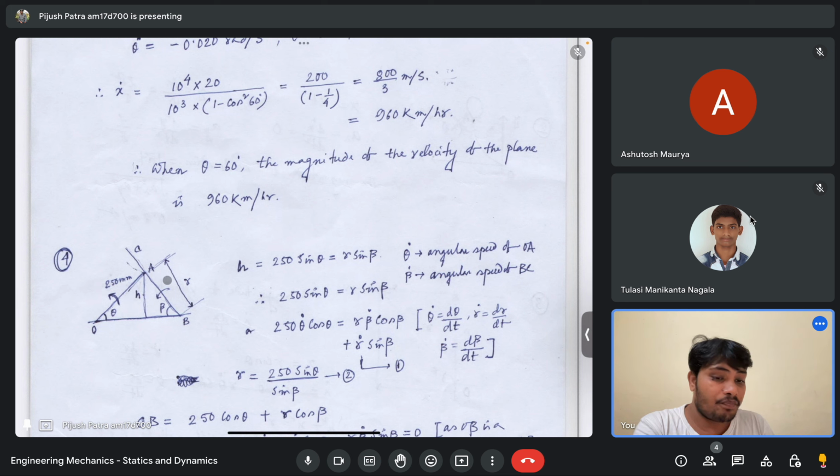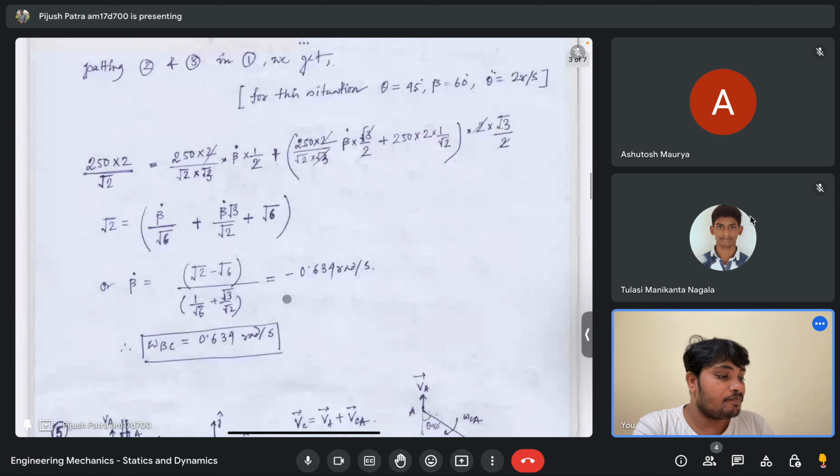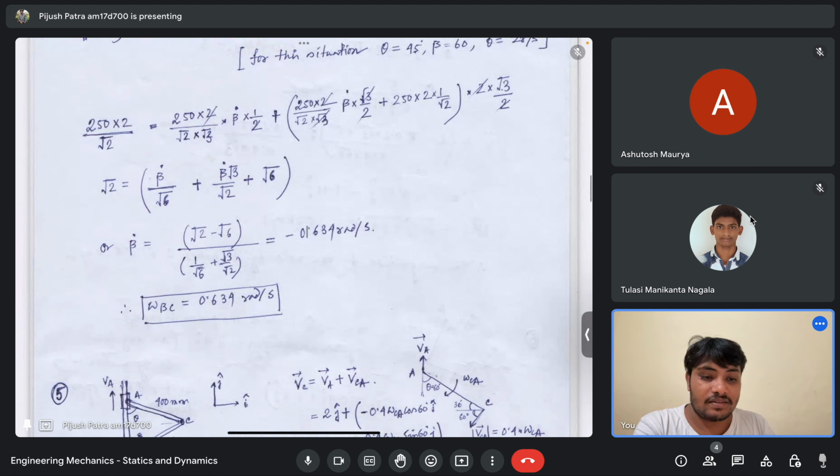So if I assume the counterclockwise direction is positive, then the clockwise direction will be negative. That's why it is minus. The beta dot is numerically negative because it's in the opposite direction, but we are interested only in the magnitude here. The angular velocity of the rod BC is 0.634 radian per second.